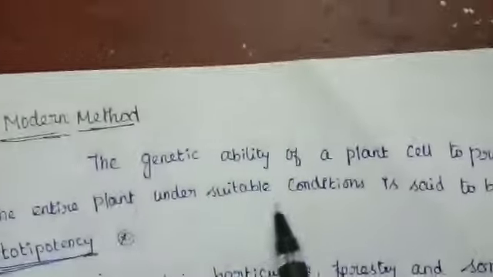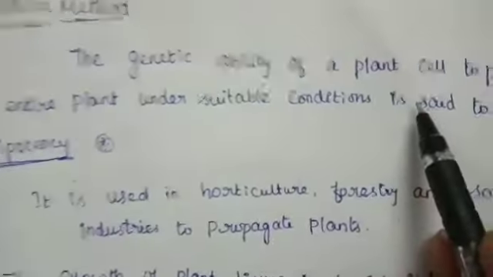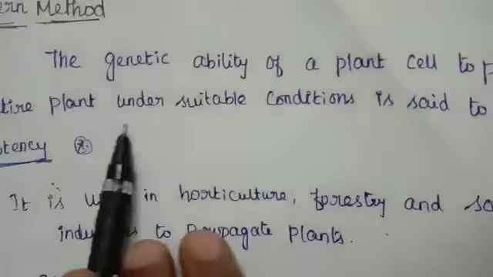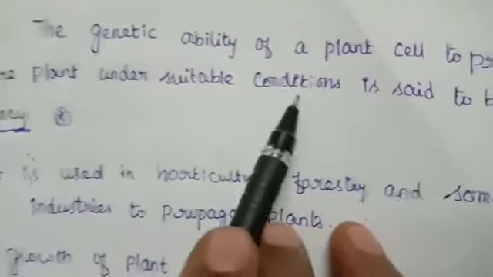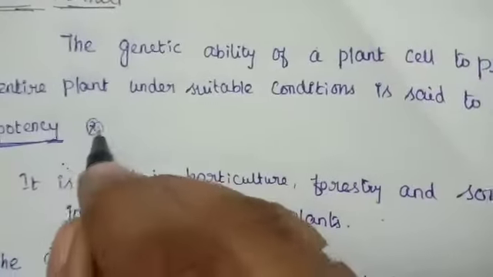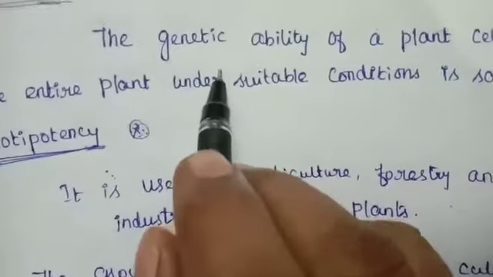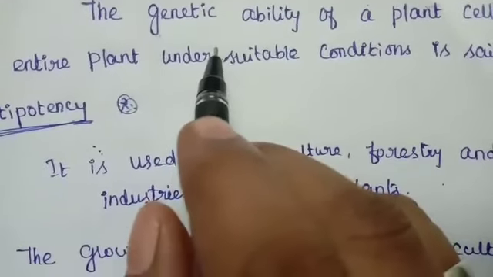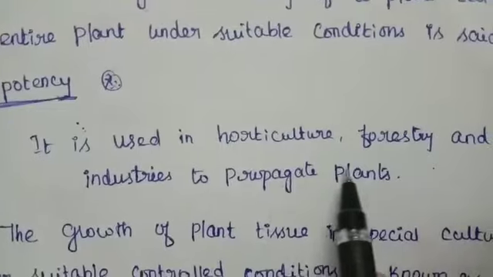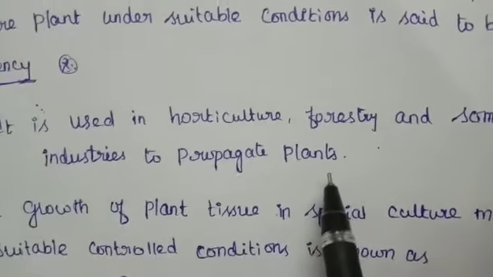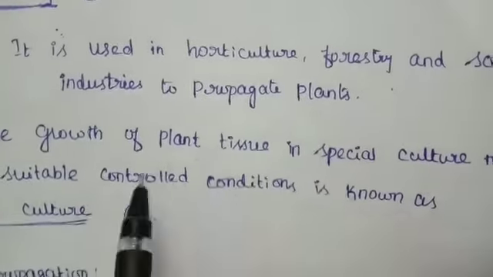Next, modern method. A genetic ability of a plant cell to produce the entire plant under suitable condition is said to be totipotency. It's a very, very important 2-mark question. What is modern method? In this method, technology is used for producing a new plant. It is used in horticulture, forestry, and some industries to produce or propagate the plants.